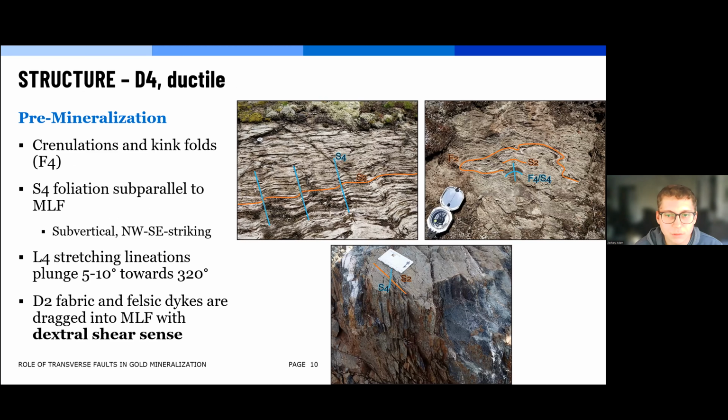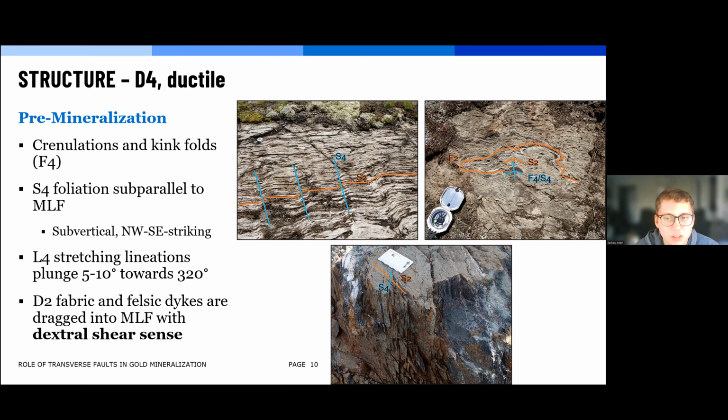D4 is our first deformation event. Here we see crenulations and kink folds overprinting earlier S2 foliation, creating an axial plane that is subvertical, northwest or southeast striking. That's our S4 foliation. The intersection between S4 and S2 tends to develop a strong pencil cleavage as we get into more strongly deformed areas closer to the Maskinonge Lake Fault.